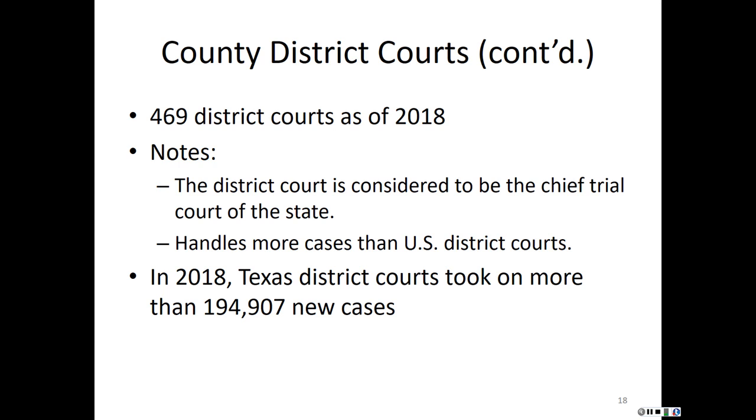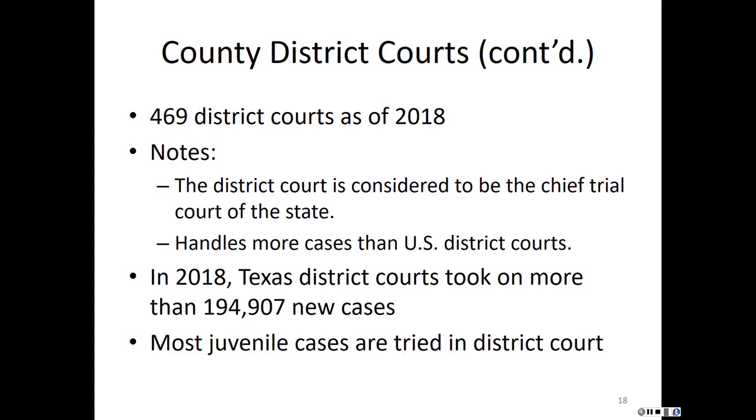So these four courts, this wraps up the trial level. All of these are courts with original jurisdiction, the authority to hear a case for the first time. Now we're moving into that mid-level. Oh, I forgot this, I'm sorry. Most juvenile cases are tried in district court. I'll explain that once again in the next lecture.